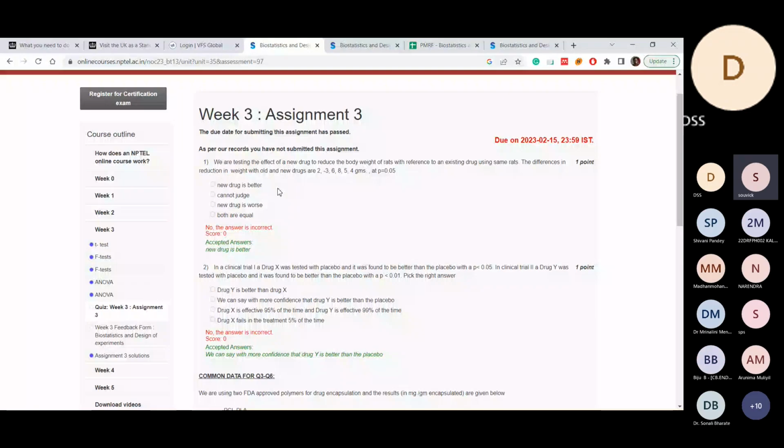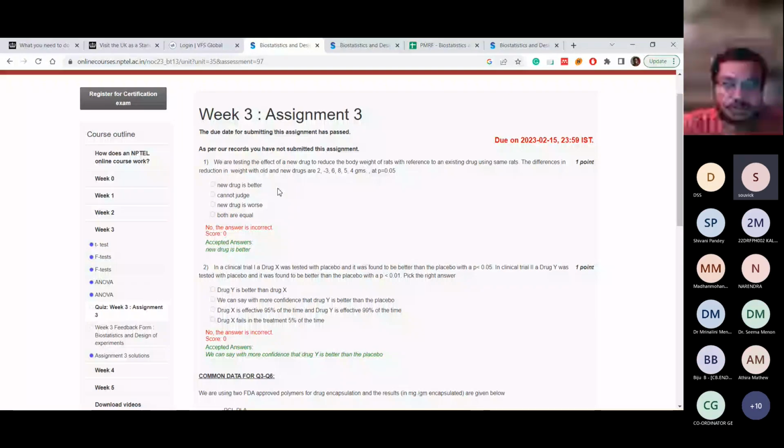Yes. Since the options given are new drug is better, new drug is worse, you can do a one-tail test. Sometimes what happens is that the critical t-values for the one-tail test and two-tail test are different. Sometimes you will get a value in between which will pass the one-tail test but fail the two-tail test. So since two of these options are new drug is better and new drug is worse, and if you are getting an answer for the one-tail test that says the new drug is better, then it's better to choose that option. So what would have been the answer for the case where it says new drug is worse?